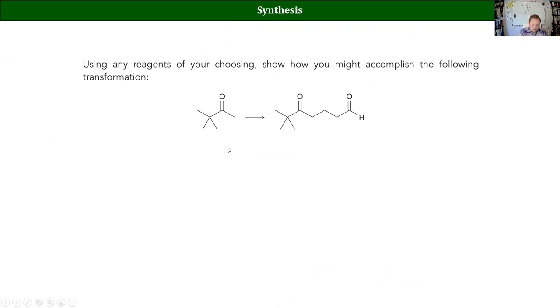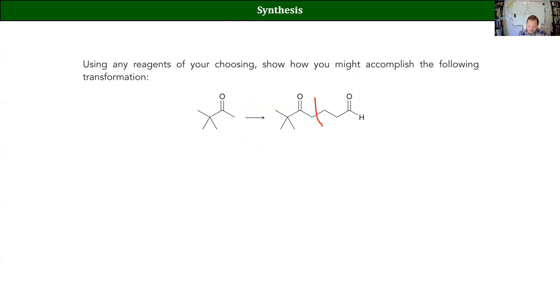So let's try and do a practice synthesis problem. We're starting from this molecule. How can we get to the desired product here? We might start by figuring out what the piece is we're trying to add and whether it's being added to the alpha carbon or a beta carbon.